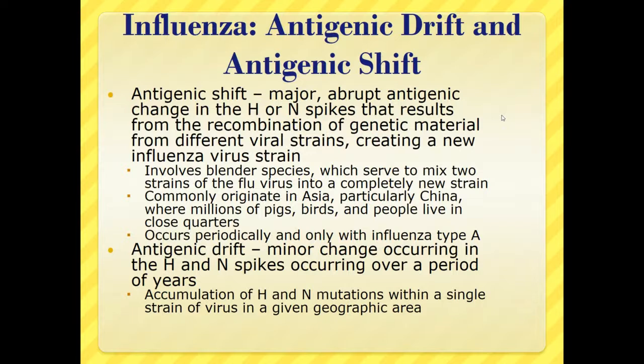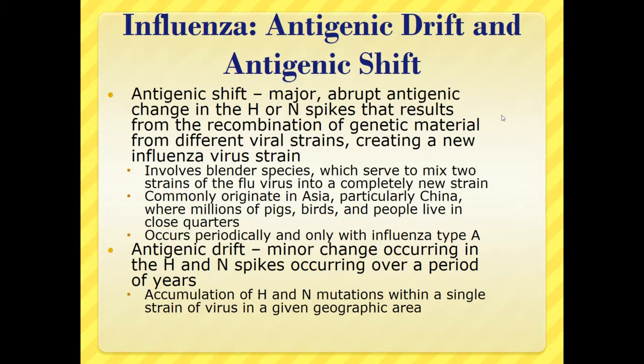Now we have antigenic drift and antigenic shift. So antigenic drift is a minor change. This is when you get a few H and N mutations that occur kind of within a given region. Those we don't worry about so much. Antigenic shift is when we get a major antigenic change. So we come up with some completely new combination of genetic material. So a new combination of H and N spikes.